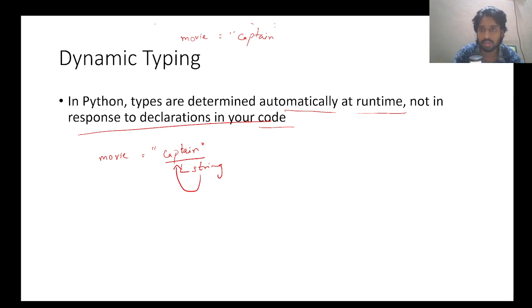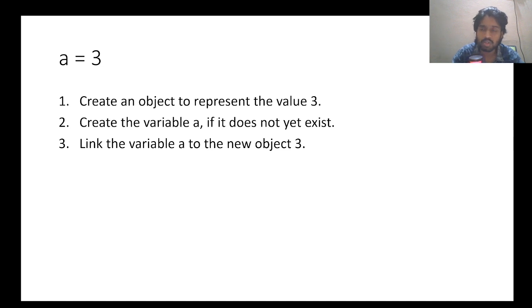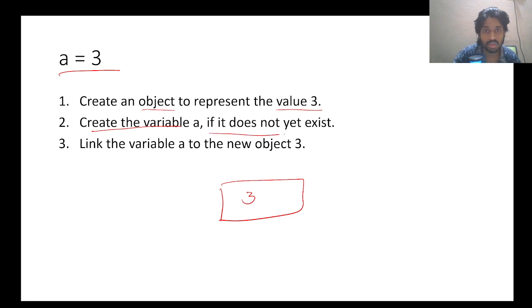So when I create a variable a is equal to 3, what happens here? First we need to create an object to represent the value 3. So first we'll create an object like this, 3. Then we'll create a variable a, if it does not yet exist. We'll talk about this point in a moment.